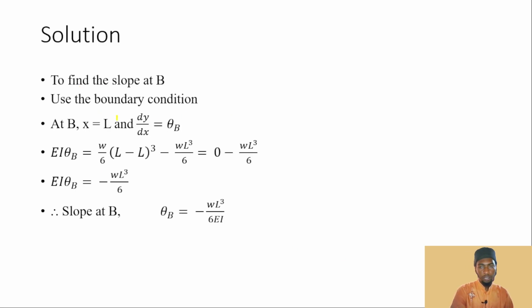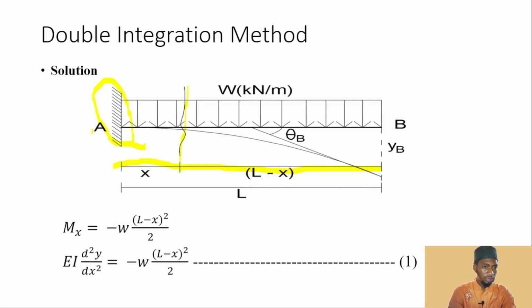So we know the maximum slope, because this is a cantilever, and the maximum deflection will be at point B, that's the free end. So you are going to use a boundary condition. Since we know that maximum slope will be at the free end, that's at point B, then at B x is equal to L, because it means you have exhausted the span. If you keep moving to the end of this, you have exhausted the span, so x is now L.